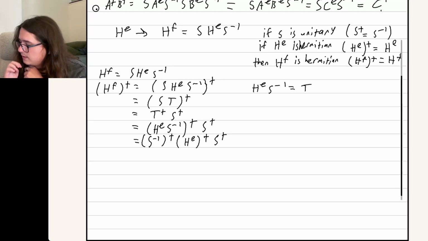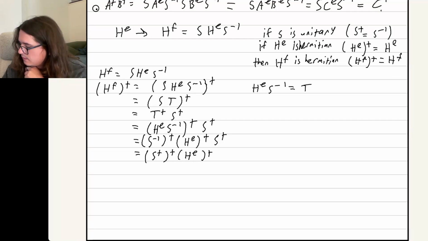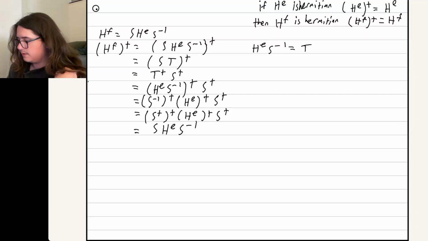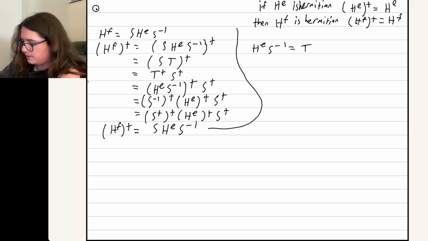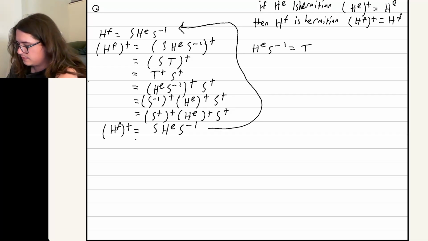Now, we're given the fact that S is unitary, so we know that S inverse is actually equivalent to S dagger. So we can instead write this as S, and also we know that H_E is equivalent to H_E dagger, so this is S times H_E times S inverse, right? That's one way to write it. Now I notice that all this time we were doing H_F dagger, but at the end we got an expression that is exactly the same as H_F. So H_F dagger equals H_F, and it is Hermitian for sure.